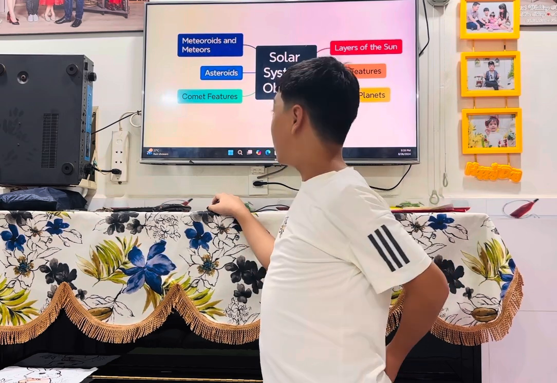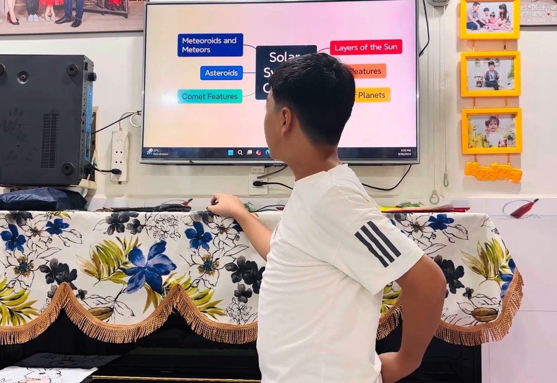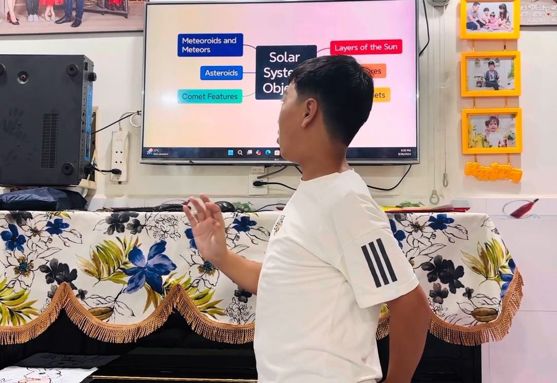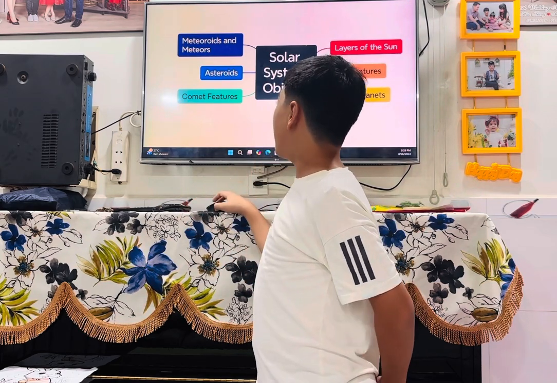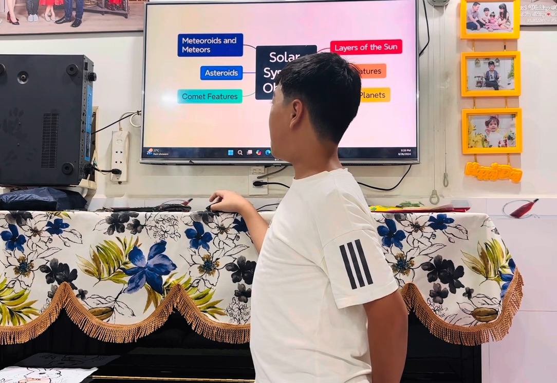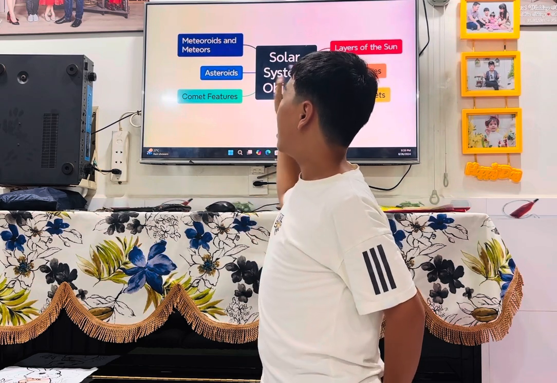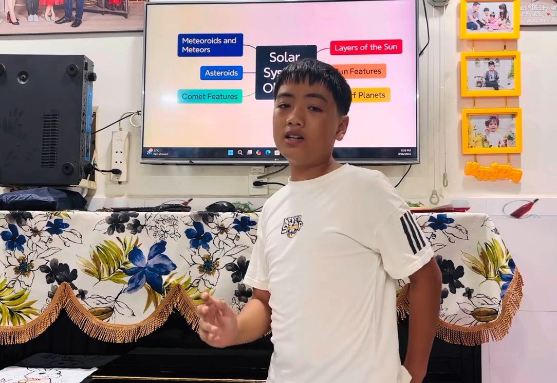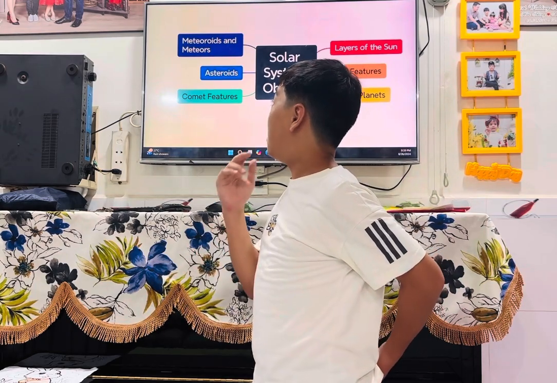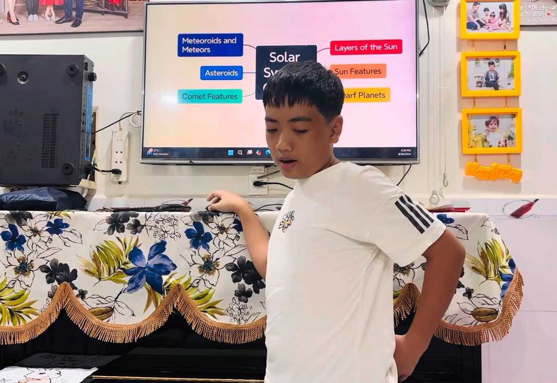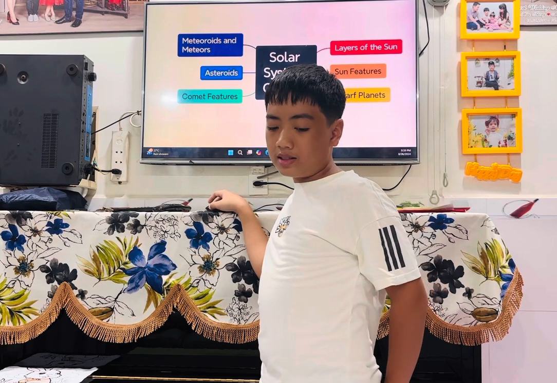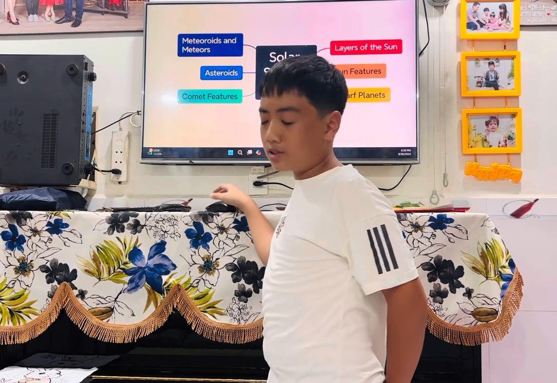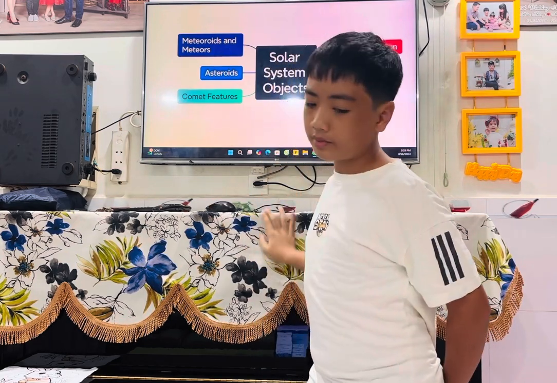Next, we have the meteoroids. Oh, I'm wrong. So it's not the asteroid that has different names. It's the meteoroids and the meteors that have different names. So first we have meteoroids, then meteors, then meteorites. So what are meteoroids? Small rocky objects that orbit the sun. It's much smaller than an asteroid though.